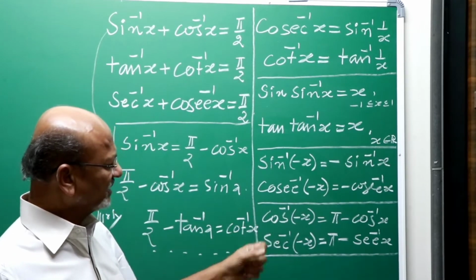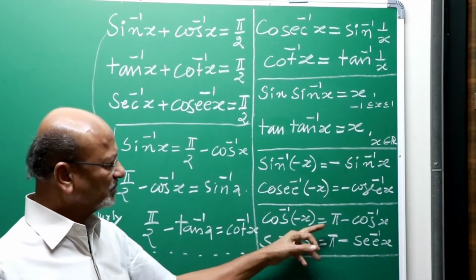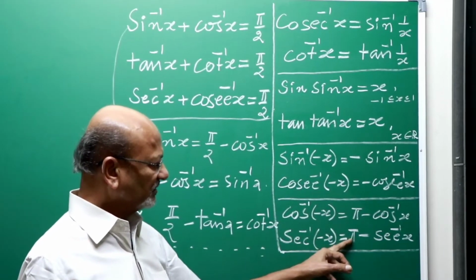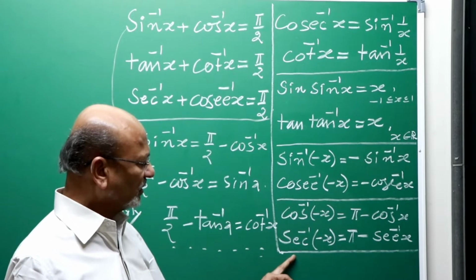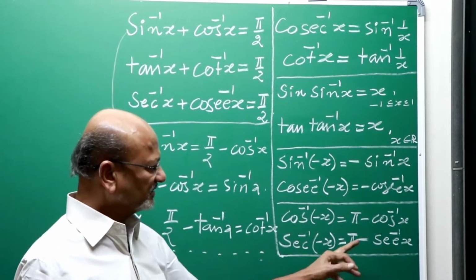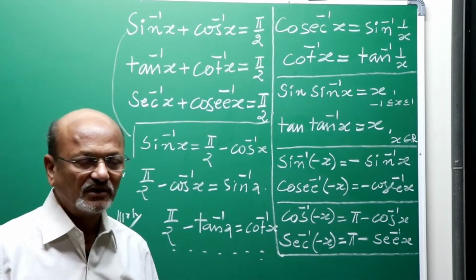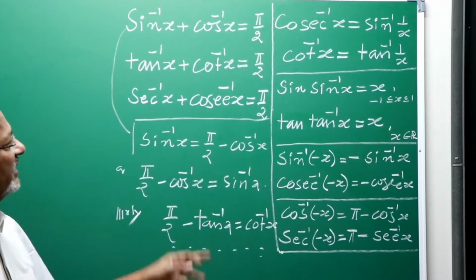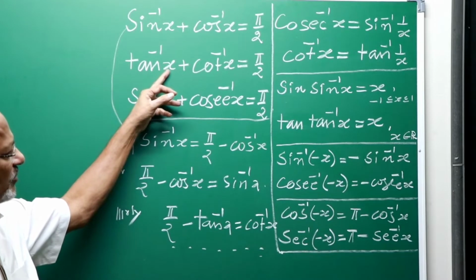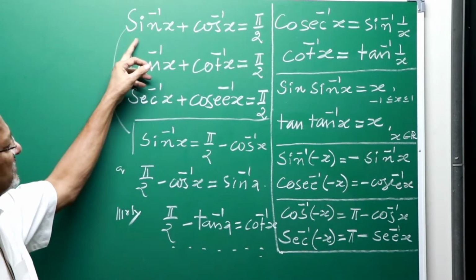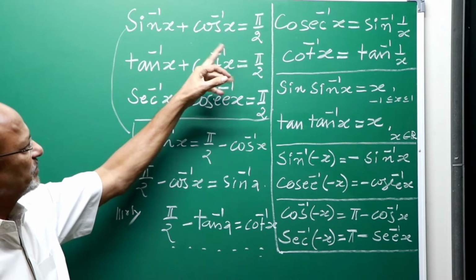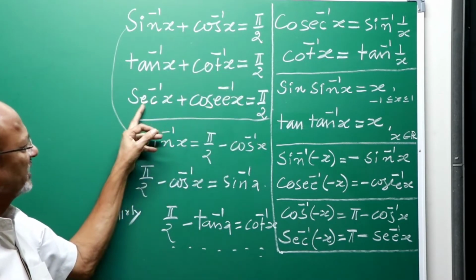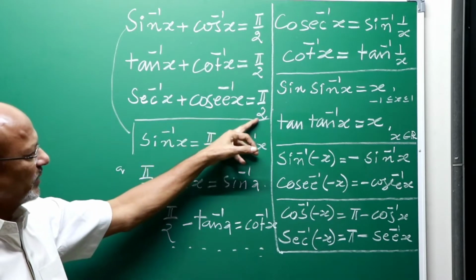Coming to this, my friend, cos inverse of minus x is pi minus cos inverse x. Sec inverse of minus x is pi minus sec inverse x. And one more, cot inverse of minus x is pi minus cot inverse x. My friends, done. Yesterday, I took this fifth property, which is sin inverse x plus cos inverse x is pi by 2, tan inverse x plus cot inverse x is pi by 2, sec inverse x plus cosec inverse x equal to pi by 2.